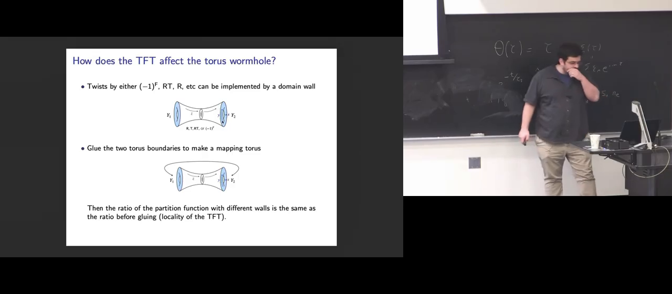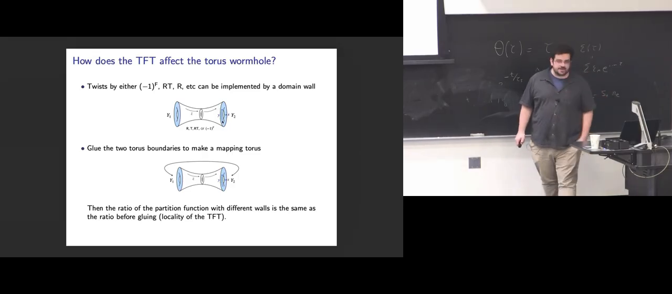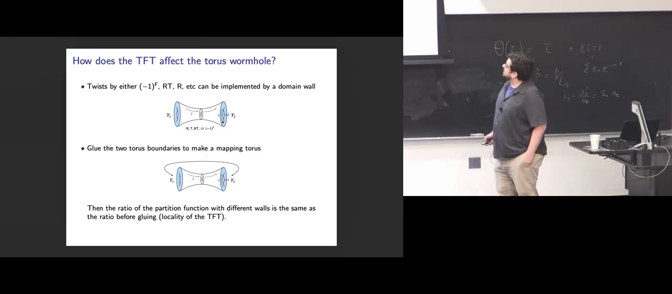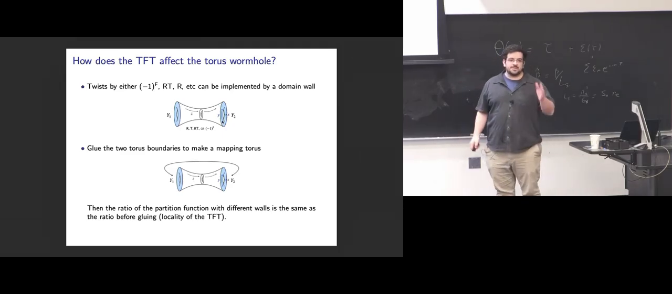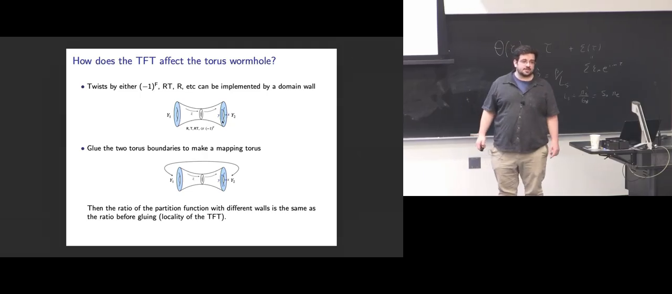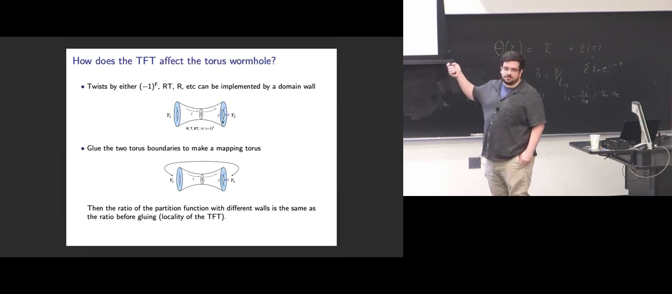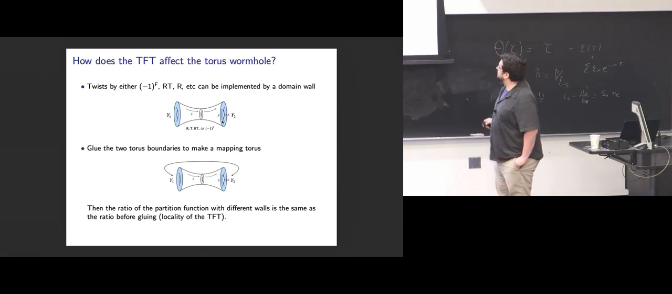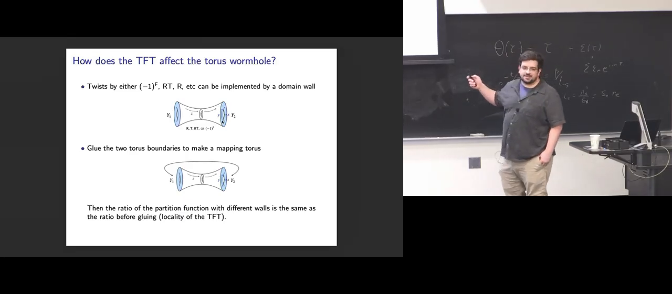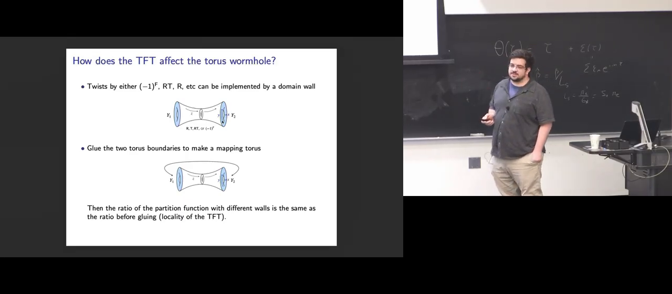The second way that this will appear is when we do this torus wormhole. When we twist by either (-1)^F, RT, or R, you can think of it as having a domain wall in the middle that, as you cross it in the bulk, implements some of these symmetry transformations. And this gives you different saddles in the bulk. This is the standard way people do it. The new part is to apply it to 3D gravity, but this way of computing these partition functions is standard.